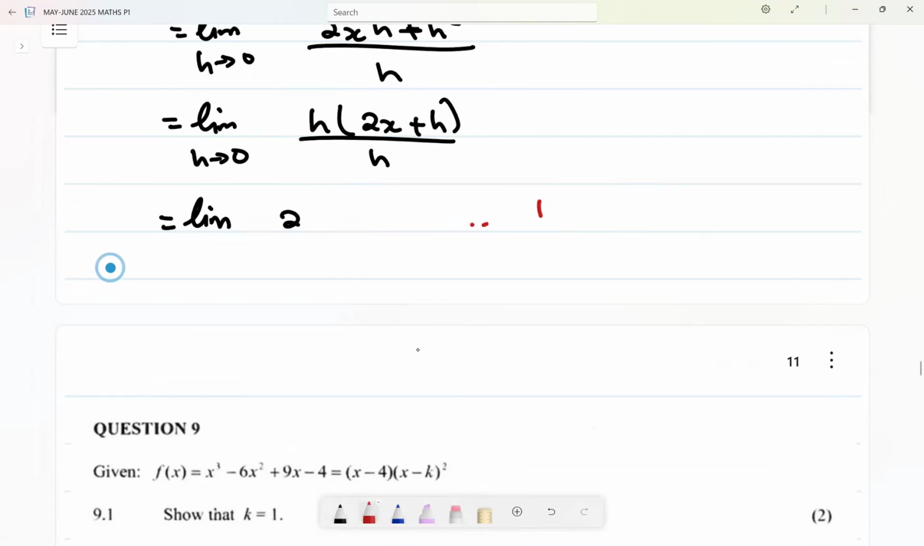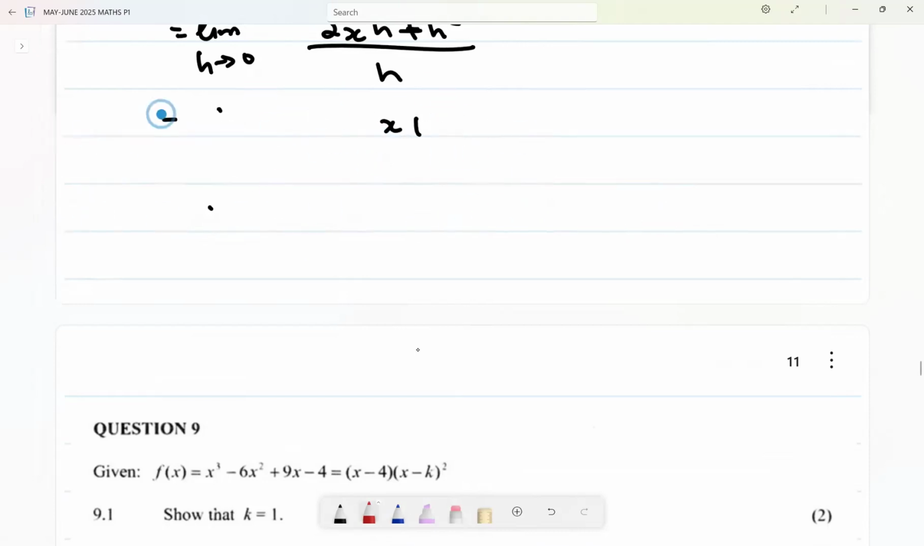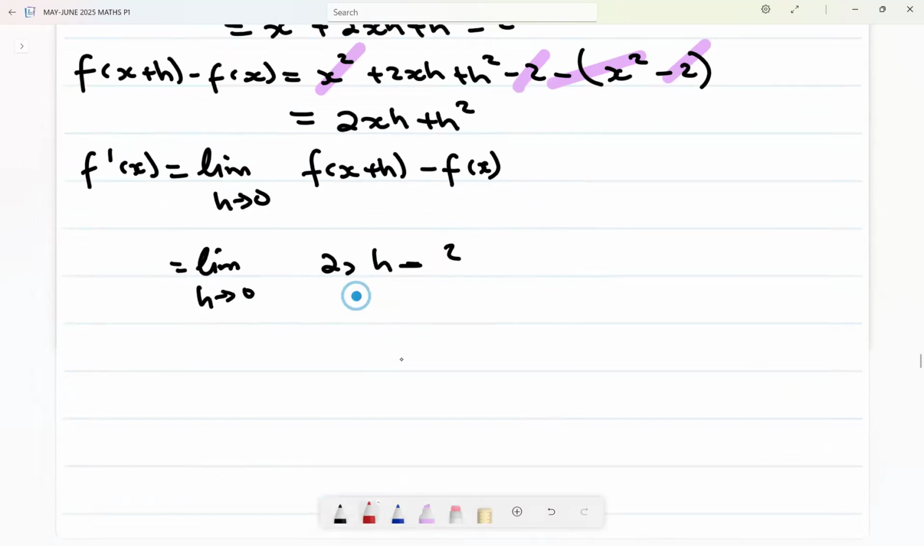Guys, the first principle is just easy 5 marks. One should be in a position of getting it. Like, guys, you need to get that.